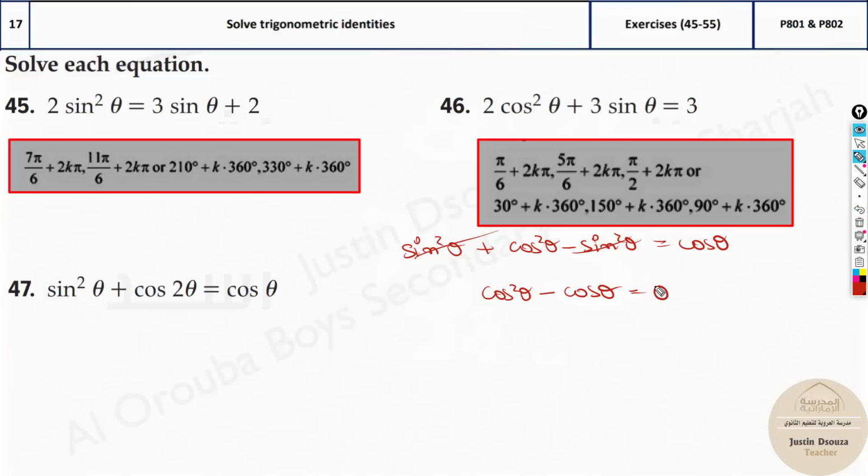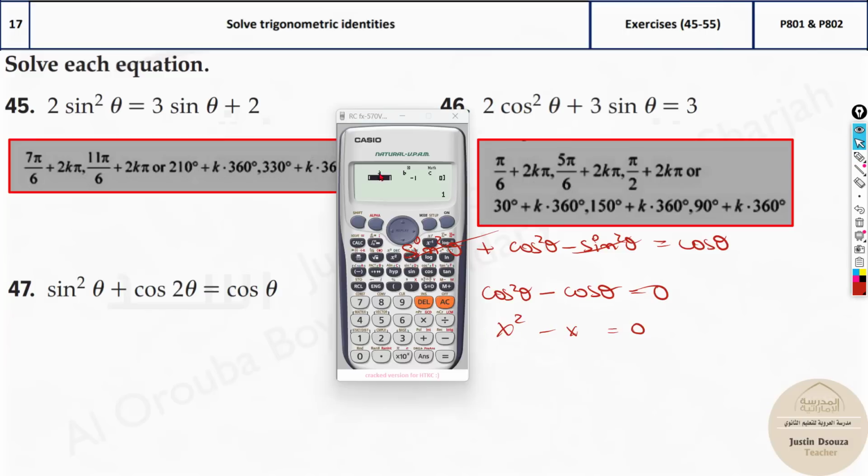See, this is the proper one. Cos square theta minus cos theta equals 0. I will change this to x square minus x is equal to 0. Now let's use the calculator and solve it up. I have substituted the coefficients 1, minus 1, and there's no constant, so it's 0. The answers are 1 and 0. So the x values are 1 and 0. x is equal to 1 and x is equal to 0. So cos theta equals 1, cos theta equals 0.